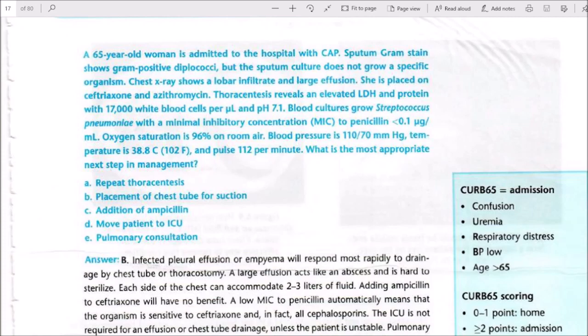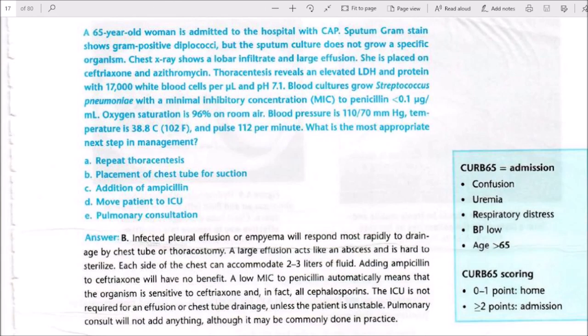Answer is B, placement of chest tube for suction. Infected pleural effusion or empyema will respond most rapidly to drainage by chest tube or thoracostomy. A large effusion acts like an abscess and is hard to sterilize. Each side of the chest can accumulate 2 to 3 liters of fluid.